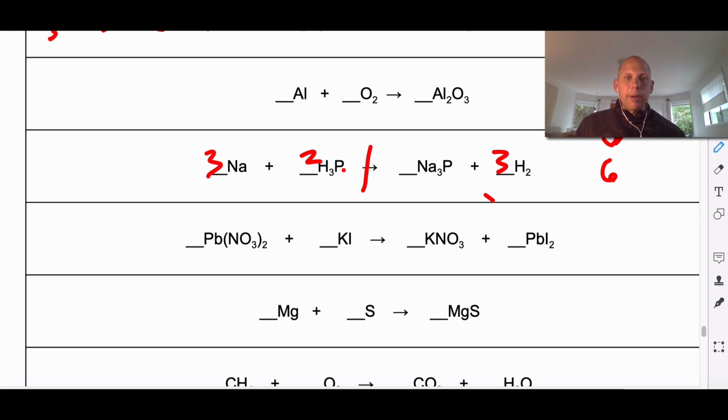How many P's here? 2. Remember, a lot of people are going to say 1, 2, because you multiply that through. How many P's here? 1. So you have to put a 2 here. Oh, so now the Na's changed. Let's go back and count it again to make sure. How many Na's here? 3. How many Na's here? 6. So we have to change this to a 6.